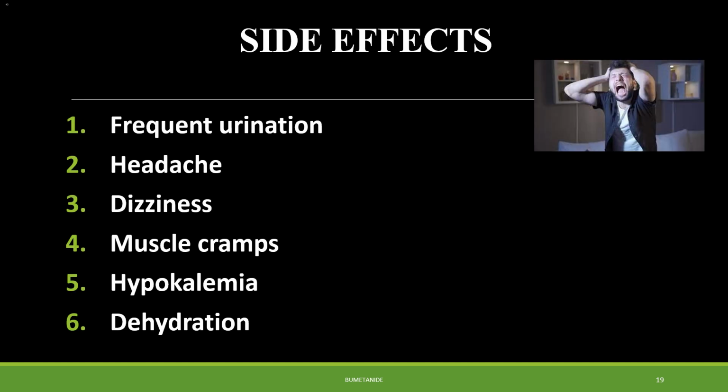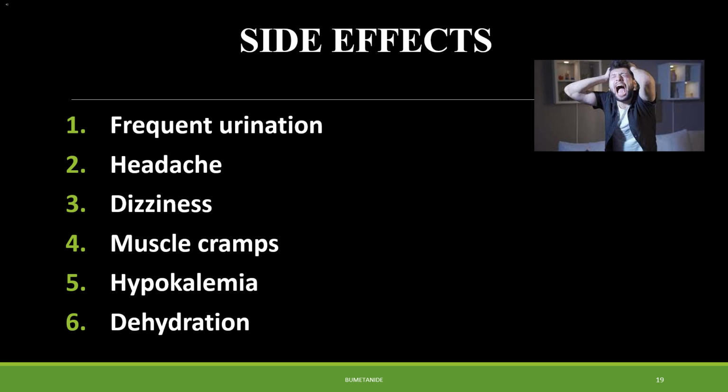Side effects of bumetanide. 1. Frequent urination. Bumetanide increases urine output. 2. Headache. Some people get headaches with bumetanide. 3. Dizziness. Bumetanide can cause dizziness. 4. Muscle cramps. Bumetanide can lead to muscle cramps due to electrolyte changes.